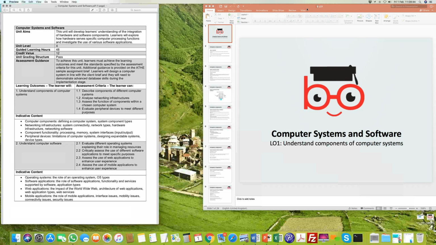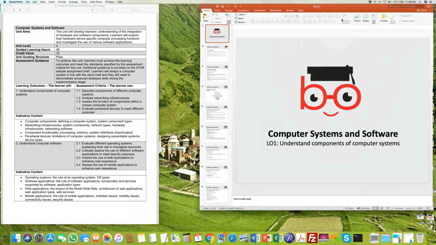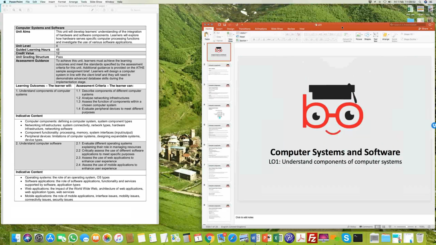So obviously I'll cover this unit up with you, because this is a bit of a generic and a very basic unit that we have in the level 4 qualification. Now this unit is basically computer systems and software. We're looking at unit 2 learning outcomes. This unit is really slightly outdated.